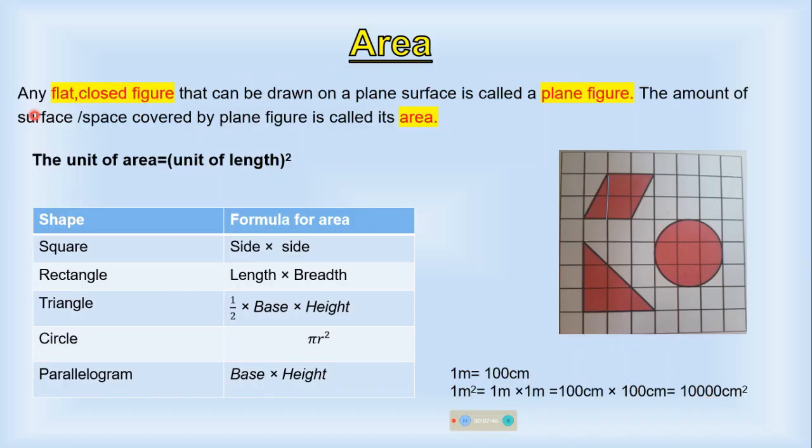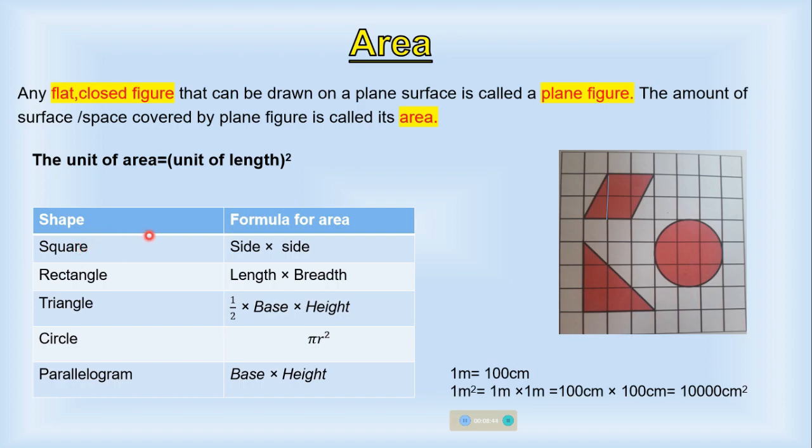Area. Any flat closed figure that can be drawn on a plane surface is called a plane figure, and the amount of surface or space covered by a plane figure is called its area. The shaded regions enclosed in the diagram here are the areas of the respective figures.